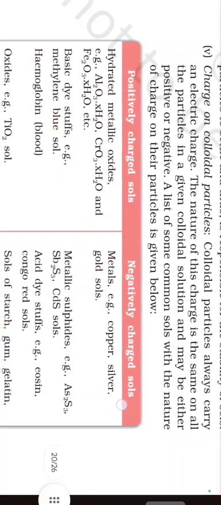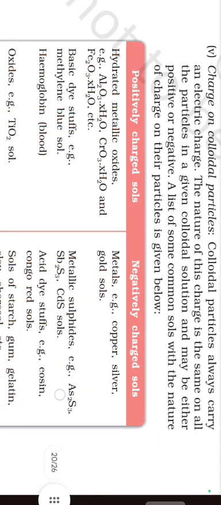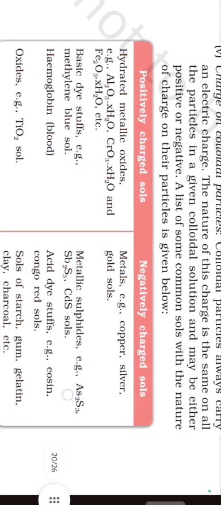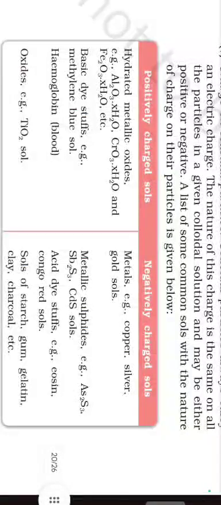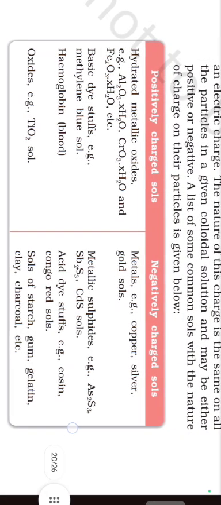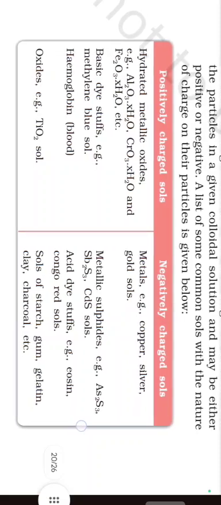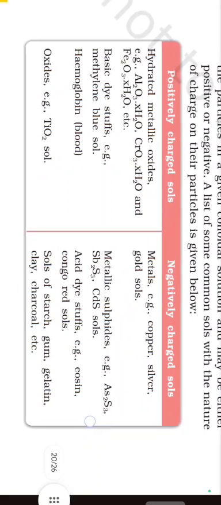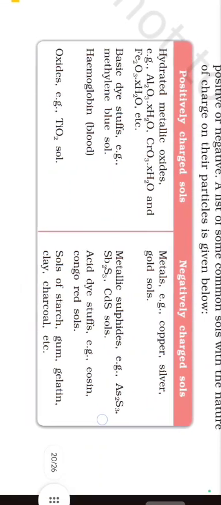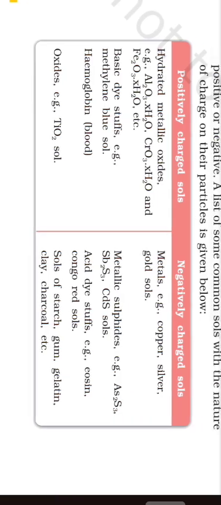Fifth, charge on colloidal particles. Colloidal particles always carry an electric charge. The nature of this charge is the same on all particles in a given colloidal solution and may be either positive or negative. A list of some common sols with the nature of charge on their particles is given below.